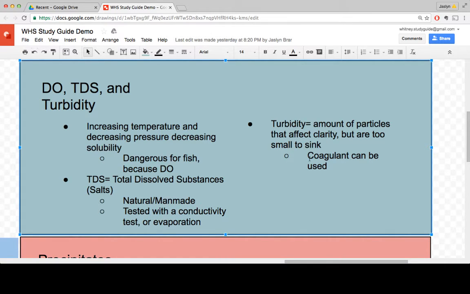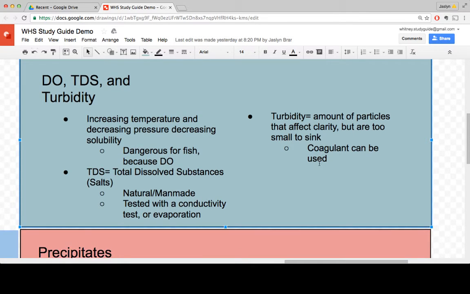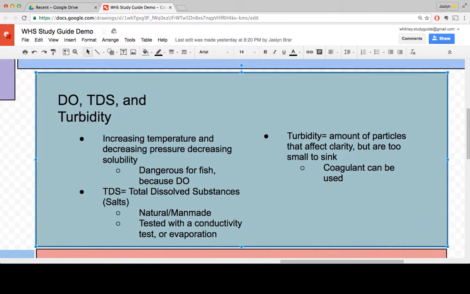But a water clarifier that will coagulate the particles can be used to decrease turbidity, like in a pool. So basically it just works by drawing the particles together so that they become heavier and they sink, and they can be simply cleared out physically. So that's that.